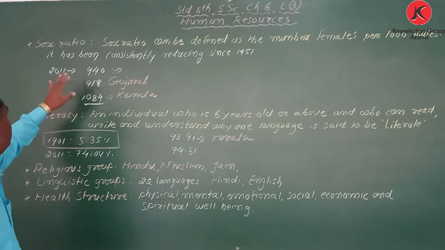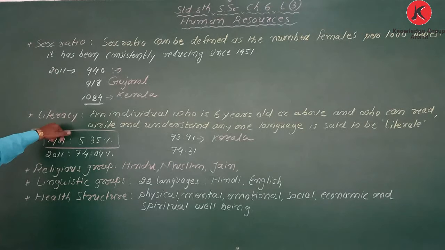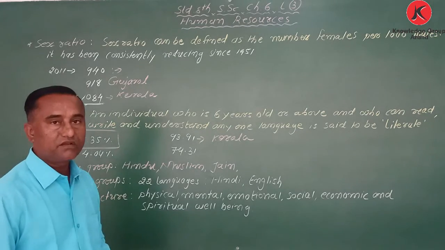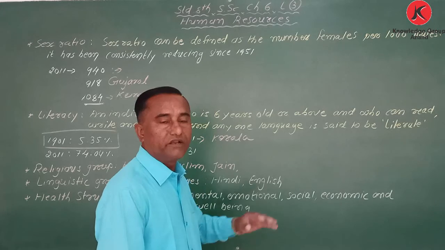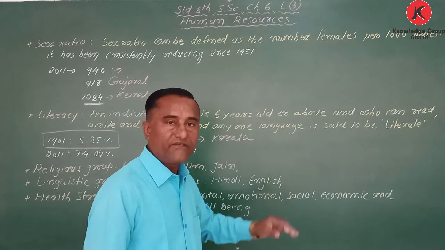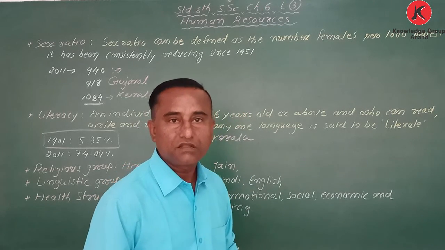So today we have learned about sex ratio, literacy, religious group, linguistic group and health structure. My dear student, when I discuss the question answers related to this chapter, I will explain more about this. Thank you.